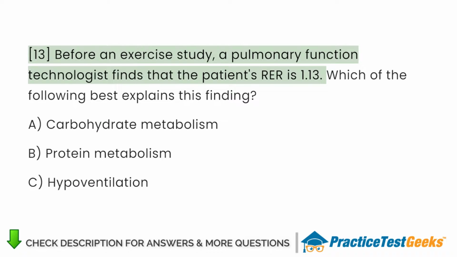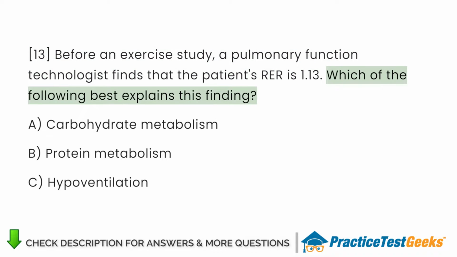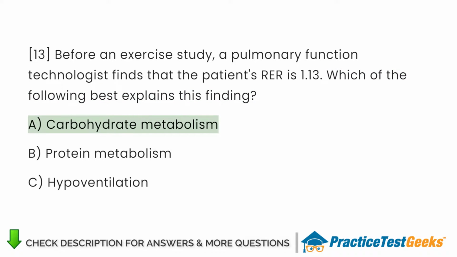Before an exercise study, a pulmonary function technologist finds that the patient's RER is 1.13. Which of the following best explains this finding? A. Carbohydrate metabolism. B. Protein metabolism. C. Hypoventilation.